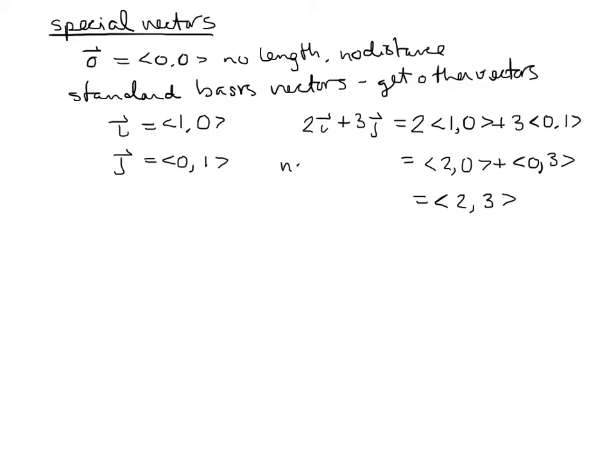And so this actually brings up a point of another notation, usually called ij notation, for a vector. So we can use the brackets, or you could use i and j out in front of the numbers.